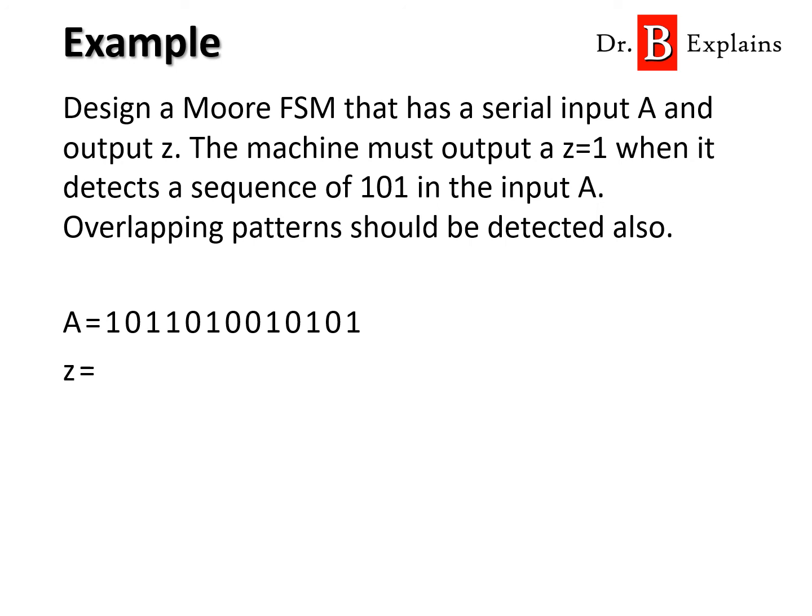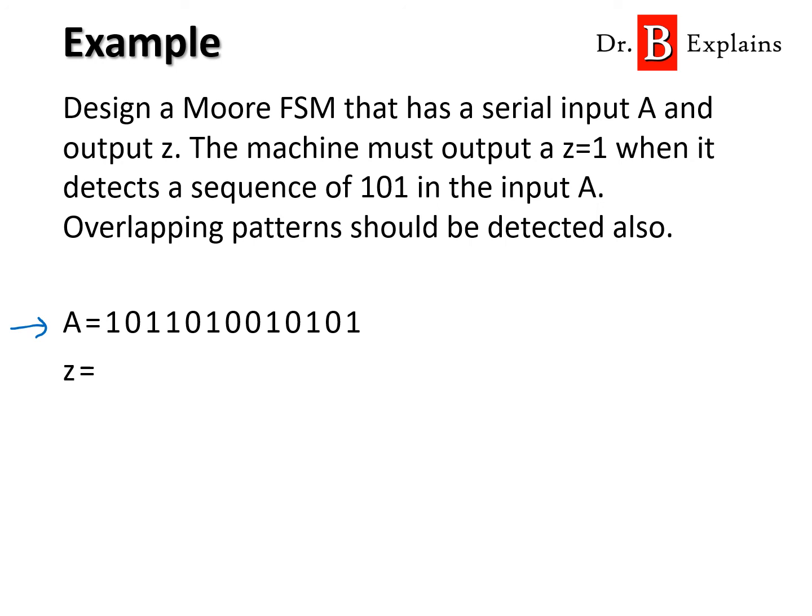So we have a serial input A. So we get each of these values in a serial way. And we need to determine the value of C for each of the inputs. So for example, we first have to understand the problem. If we determine by ourselves what the output C should be, we can then design our FSM.